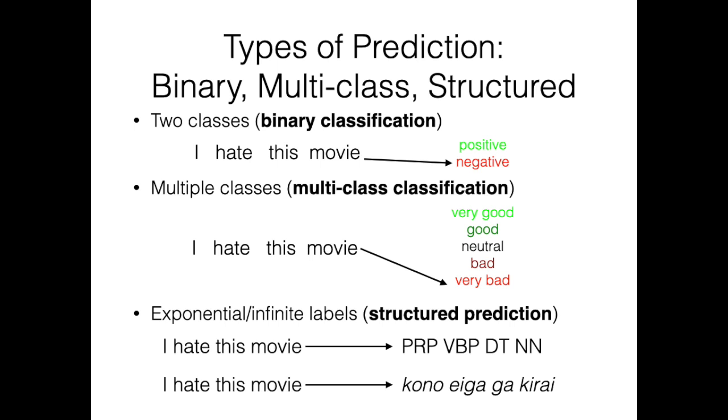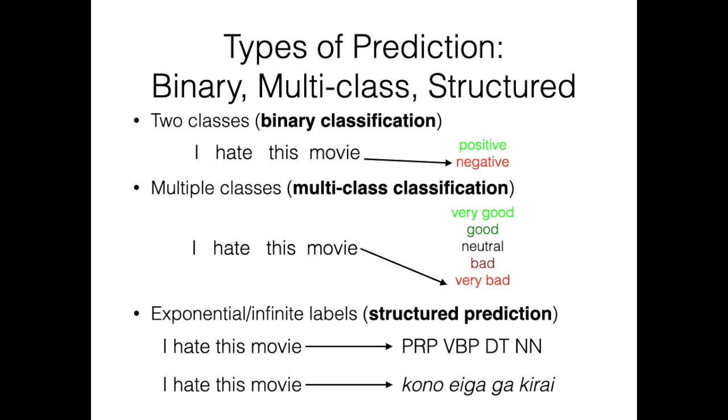You can think about different types of prediction: binary, multi-class, and structured. Binary classification is taking in a sequence and outputting one of two different classes. Multi-class classification, like it sounds, is when you have more than two classes. And then what we're going to start talking about goes by the name of structured prediction. Now we have an exponentially increasing set of possible outputs.